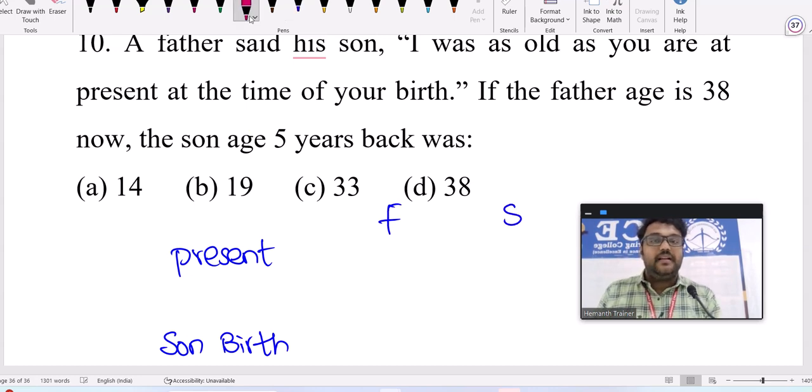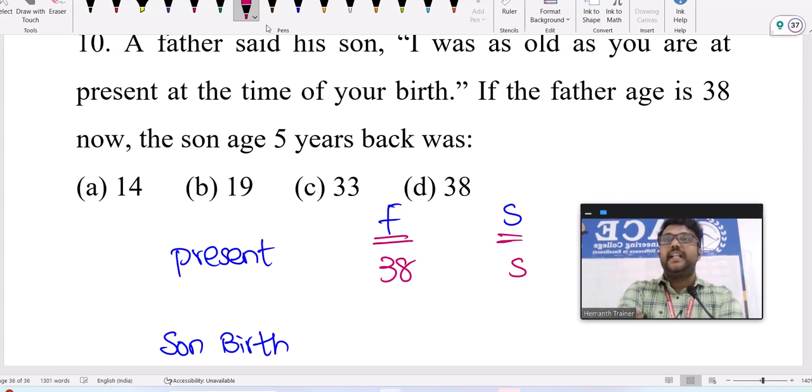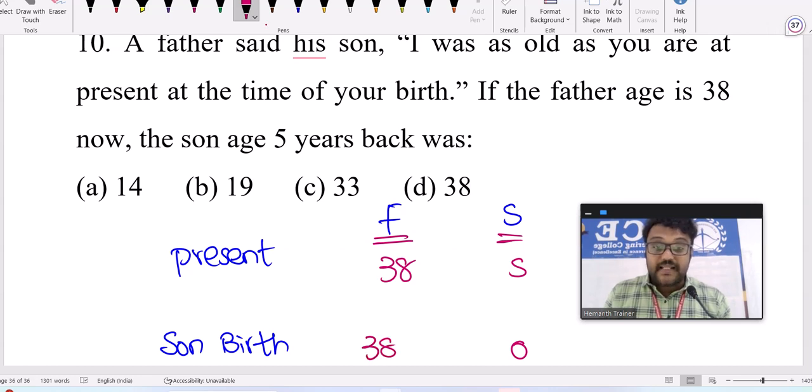Let the son's present age be S and the father's present age be 38, as given in the question. At the time of the son's birth, the son's age will be 0. Now, what is the father's age at the time of the son's birth? It is 38 minus S.